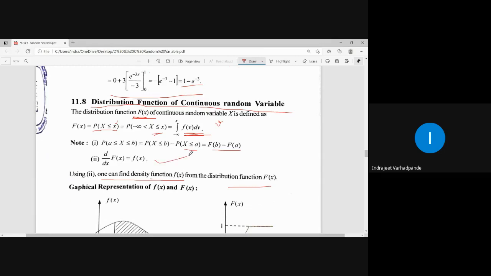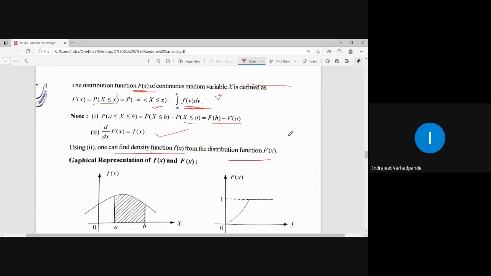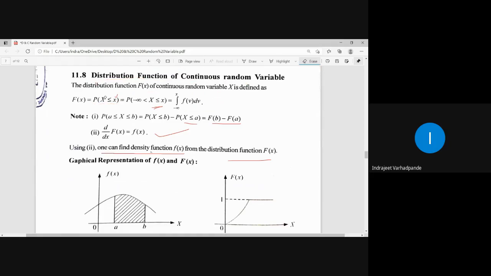So this is how we will be simplifying the distribution function, or getting the distribution function, for the given random variable. What kind of random variable are we considering here? Continuous random variable. How to identify the continuous random variable? When the given function is written in the interval form or the split interval form.